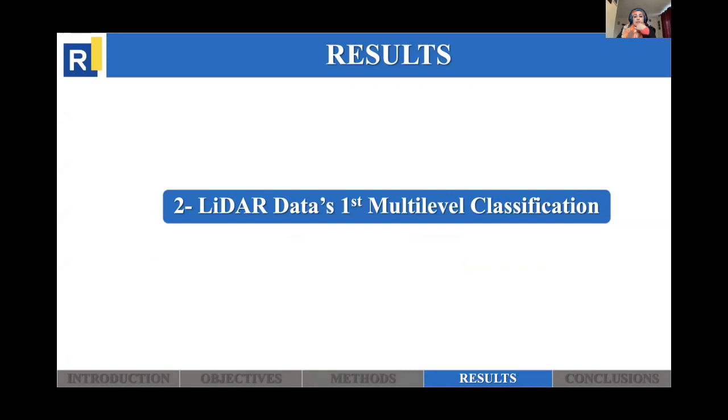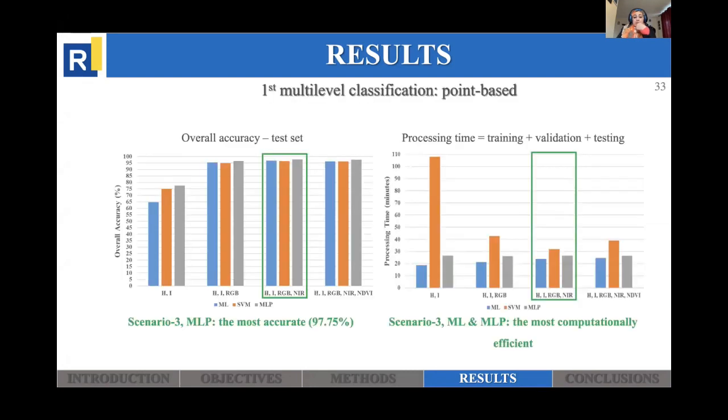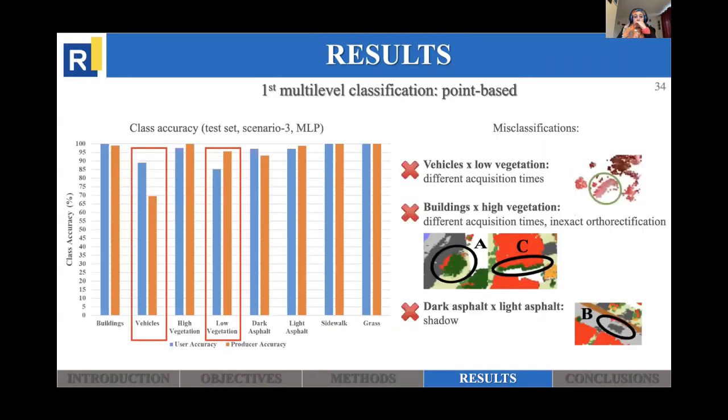Regarding the first multi-level classification, which is the point-based classification, we can notice that scenario number 3, which includes the height, a single LiDAR intensity, and RGB and near-infrared from the aerial photo, yielded the highest overall mapping accuracy, exceeding 97%. The same scenario proved to be the most computationally efficient, since the processing time did not exceed 25 minutes. And this processing time includes training, validation, and testing the model.